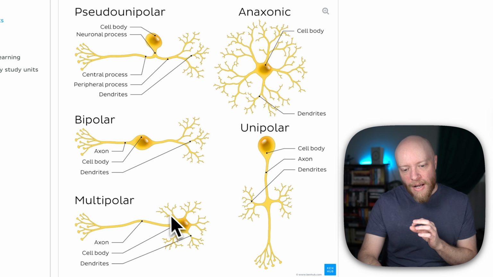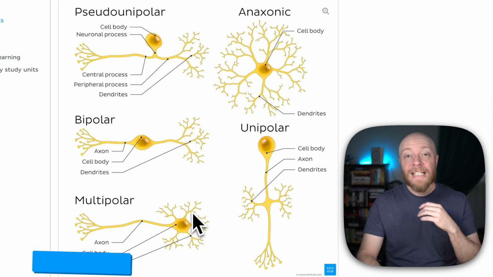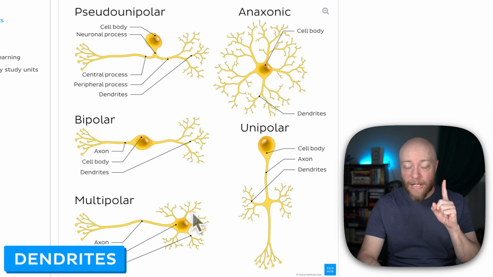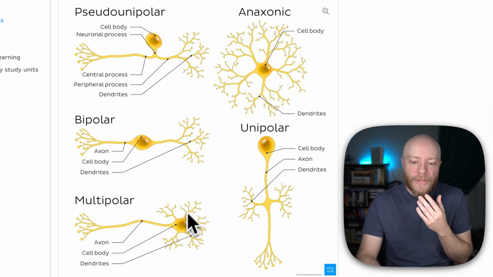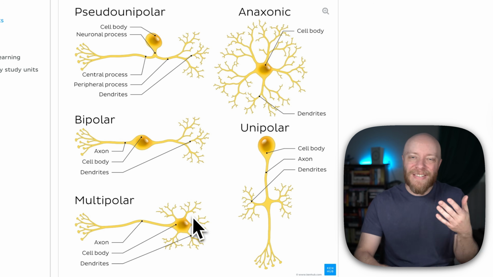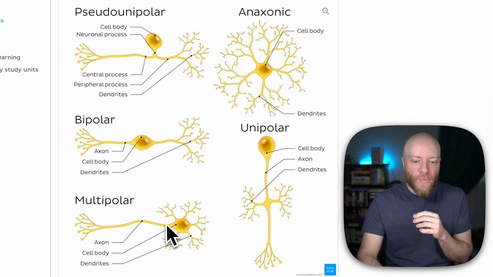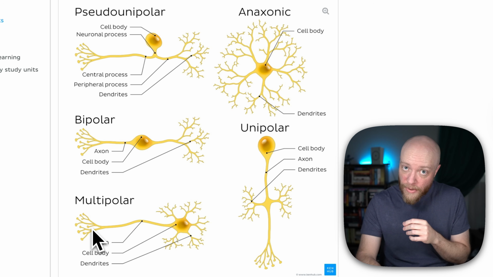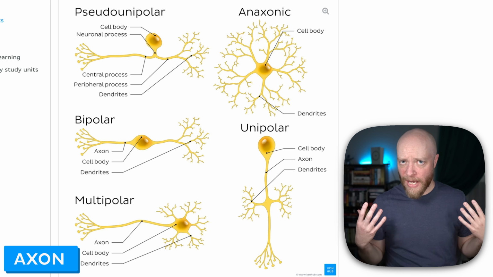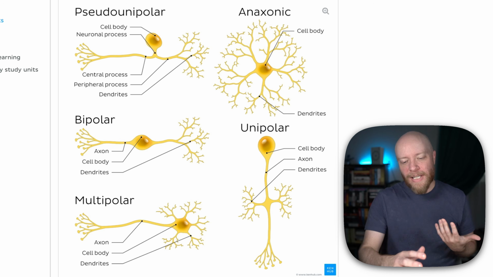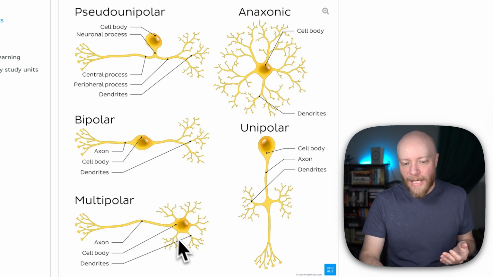And branching off of it are what are called dendrites. We're going to come back to what a dendrite is, but just for the sake of explaining what I mean by multipolar, you could think of each of these extensions as being a pole. And then we also see there's this long one coming out of it called an axon, and that you can also think of as a pole. So when you put it all together, it makes sense that this would be called a multipolar neuron.